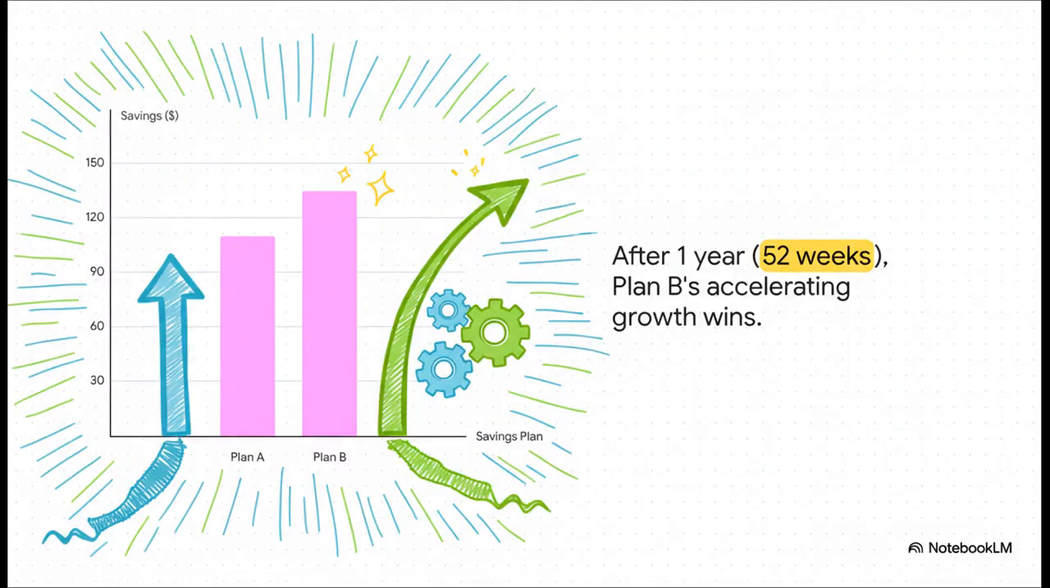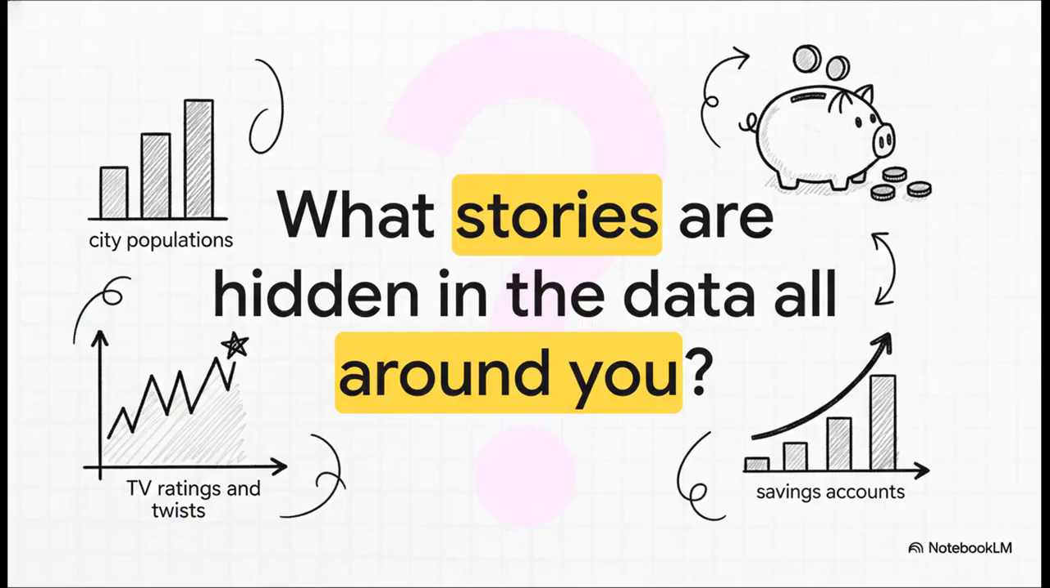Well, if we look at the graph, after 52 weeks, the steady as she goes Plan A gets you about $110. Not bad. But when we run the numbers for Plan B, that accelerating plan, it's worth over $135. It tells a really powerful story about growth, doesn't it? The plan that started out slower actually ended up winning the race by a long shot because its growth was accelerating.